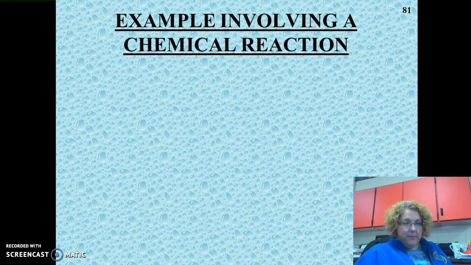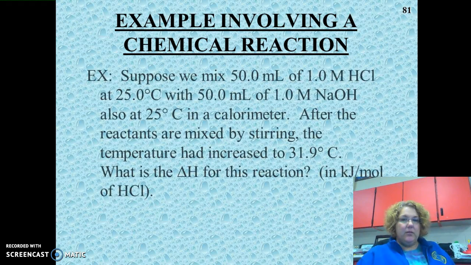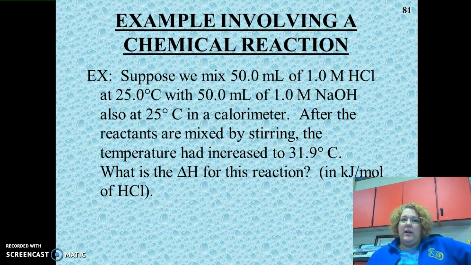Now, the next type of problem involves, instead of just a piece of hot metal getting dropped in some water, a chemical reaction, like an acid-base reaction. These are a little trickier, I think. So here's an example. Suppose we mix 50 milliliters of 1 molar hydrochloric acid solution at 25 degrees Celsius with 50 mL of a 1 molar sodium hydroxide solution that's also at room temperature. We mix them together, and after stirring, the temperature has increased to 31.9 degrees. What's the delta H of this reaction? 8 kilojoules per mole of HCl.